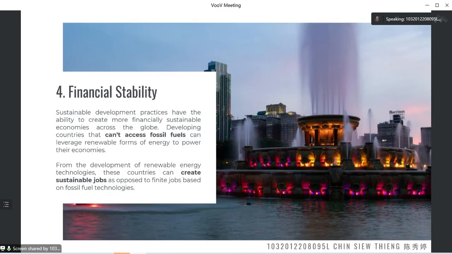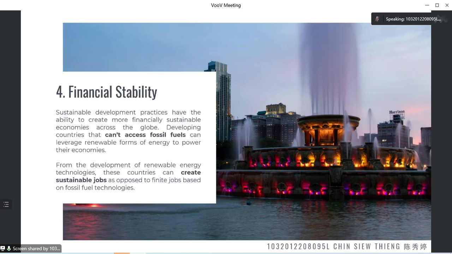The fourth one is financial stability, where sustainable development practice has the ability to create a more financially sustainable economy across the globe, where developing countries that cannot fully access fossil fuels can leverage renewable forms of energy to power their economies. So from the development of renewable energy technology, these countries can create sustainable jobs and boost finance, compared to jobs based on fossil fuel technology.